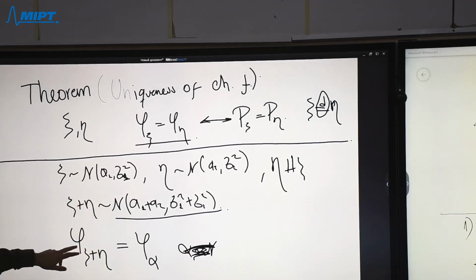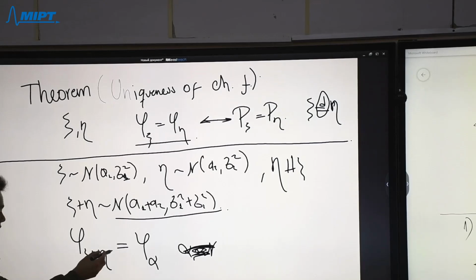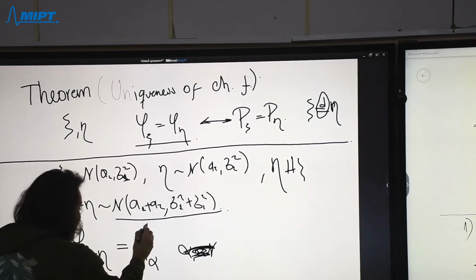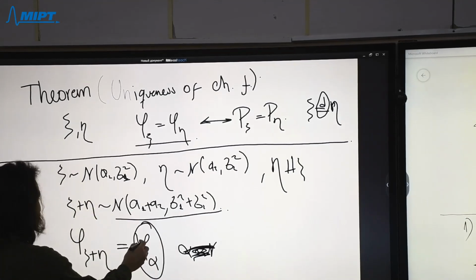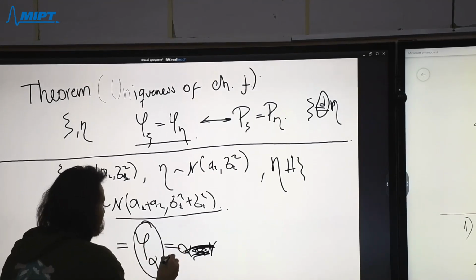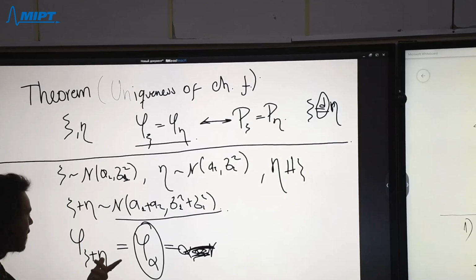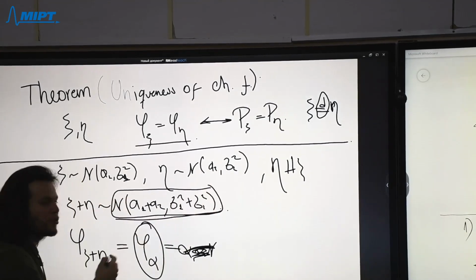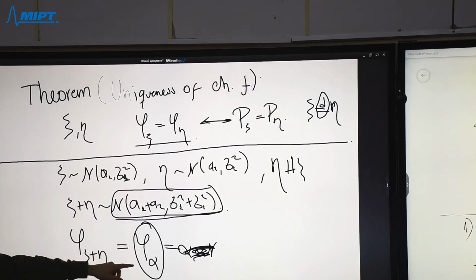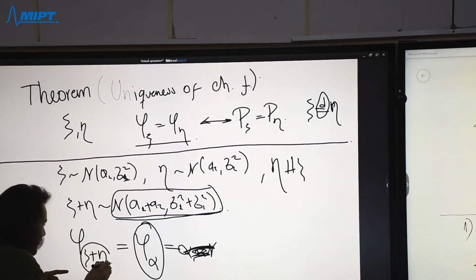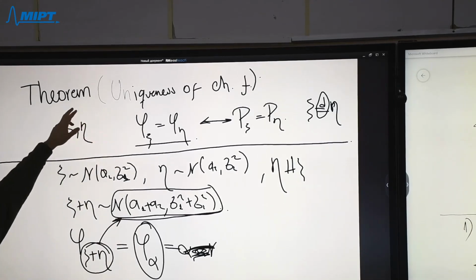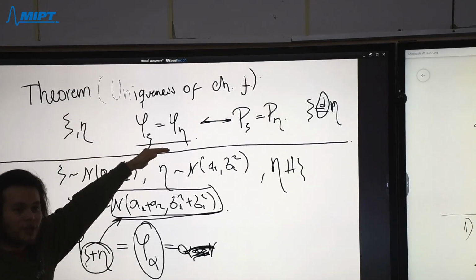So we can find that the characteristic function of psi plus eta is equal to the characteristic function of some random variable alpha, and this is going to be exactly the same as the characteristic function of a random variable with this distribution, right? So it means that this random variable has this distribution, because the characteristic function is unique, okay?